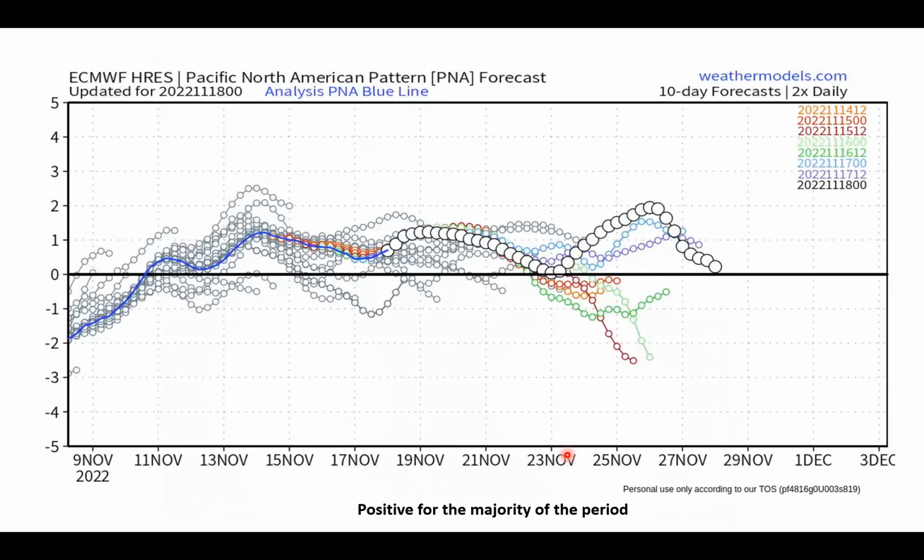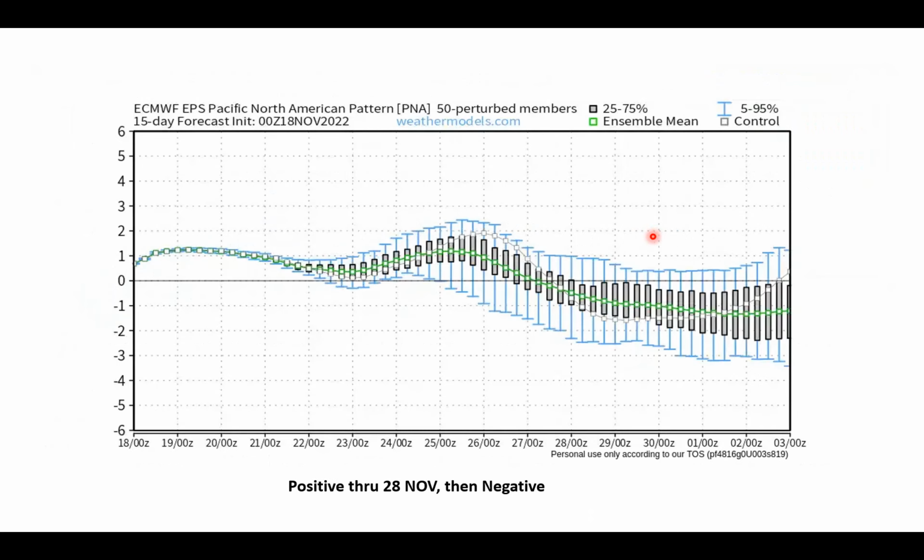Here's the forecast. European PNA forecast, generally showing a positive PNA for the majority of the period. The European EPS PNA 50 perturbed member forecast showing positive PNA right on through the 28th of November before it drops off to the negative. See this green line there, that's the ensemble mean, the average of all the model members of the ensemble system, the 50 of those members, and this is their mean, going negative.